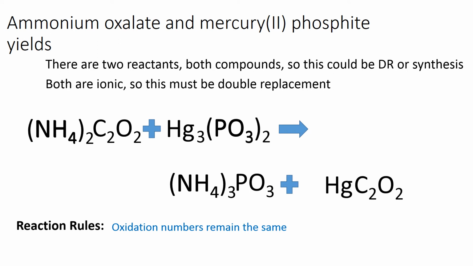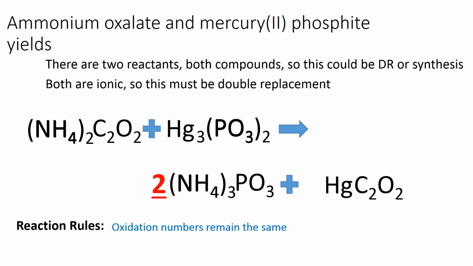Lastly, what we need to do is balance the equation. On the left-hand side, we see that there are 2 ammonium ions, and there are 3 ammonium ions on the right-hand side of the equation. We can't turn an even number into an odd, but we can turn an odd number into an even by multiplying the ammonium phosphite by 2. That means we have 6 ammonium ions.